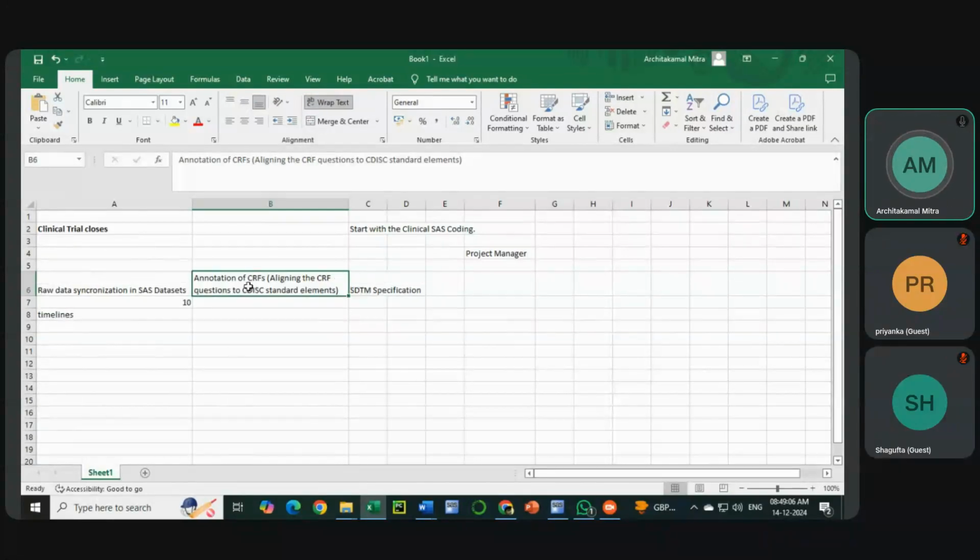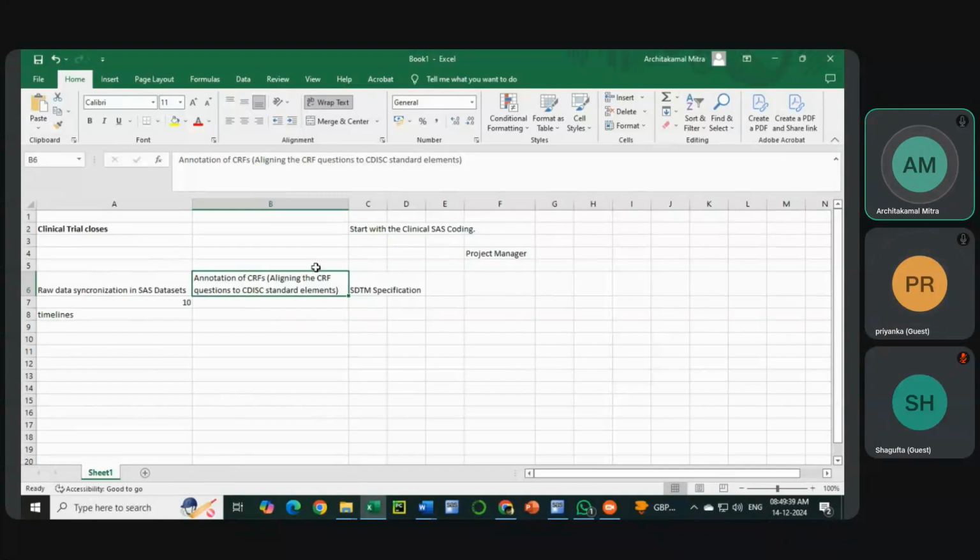What does that mean? That means you have the questions which are there. Remember the annotated CRF that we had shown, where besides every question we have those standard CDISC terms. If in the CRF it is given adverse event term, then against that the CDISC term aligned would be AETERM from the AE domain. Again, suppose we have questions: adverse event start date, adverse event end date, adverse event severity.